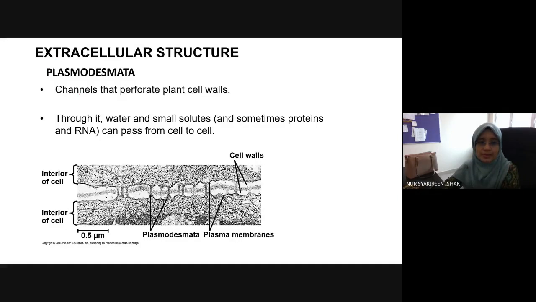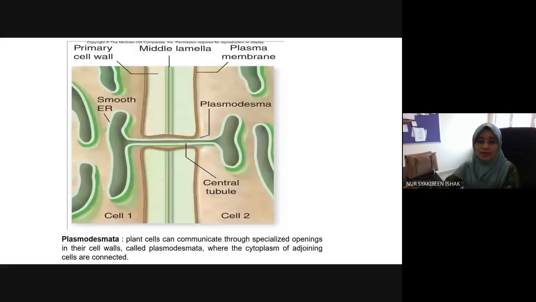So plasmodesmata, channels that perforate the plant cell wall. Through it, water and small solutes, and sometimes proteins and also RNA can pass from cell to cell. This is where the cell allows substances to pass through. So they have continuous cytoplasm, where the cytoplasm of adjoining cells are connected. It means the cytoplasm is continuous between the two cells. So plant cells can communicate through specialized openings in the cell wall, which are the plasmodesmata, where the cytoplasm of adjoining cells are connected.